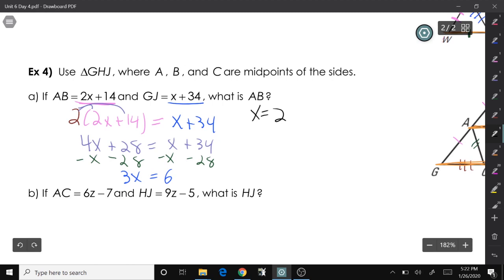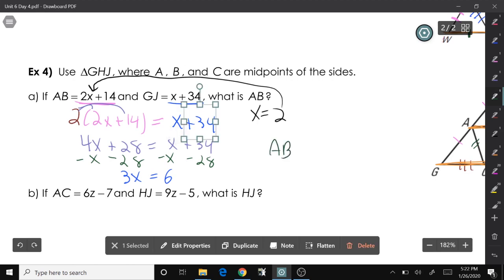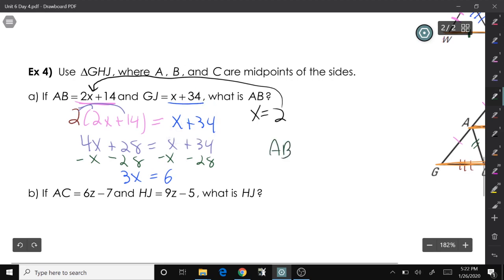That's not what the question is asking, though. The question is asking what is AB. So we need to take this 2 and plug it in for AB. AB is equal to 2 times 2 plus 14, which is equal to 18.